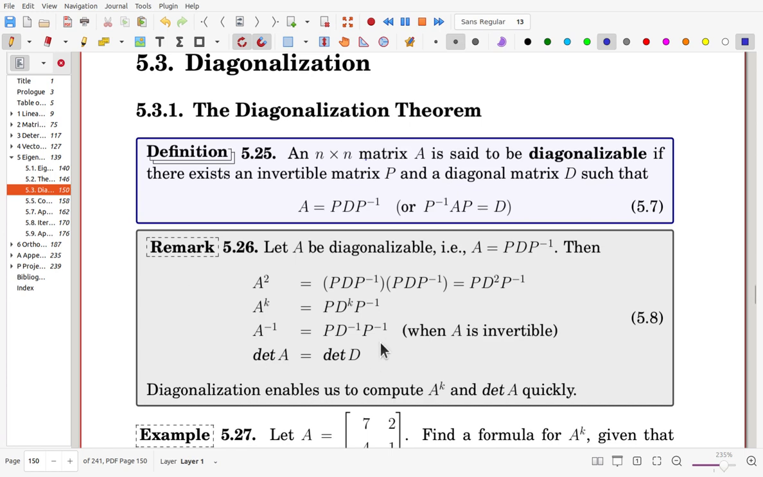And also we can easily see that the determinant of A is the same as the product of each determinant, but the determinants of P and P inverse will be cancelled because their product is 1, so that we have the determinant of D. Diagonalization enables us to compute A to the K, including the inverse and determinant of A, very effectively.